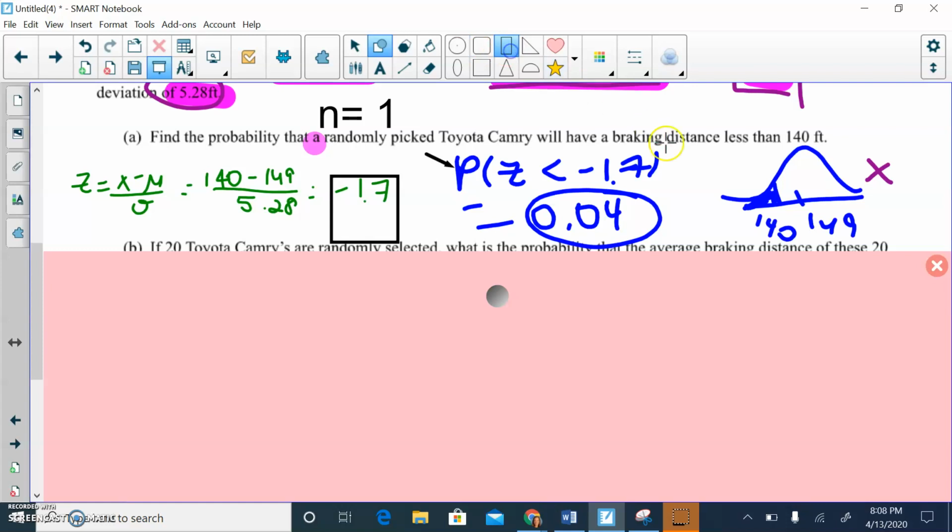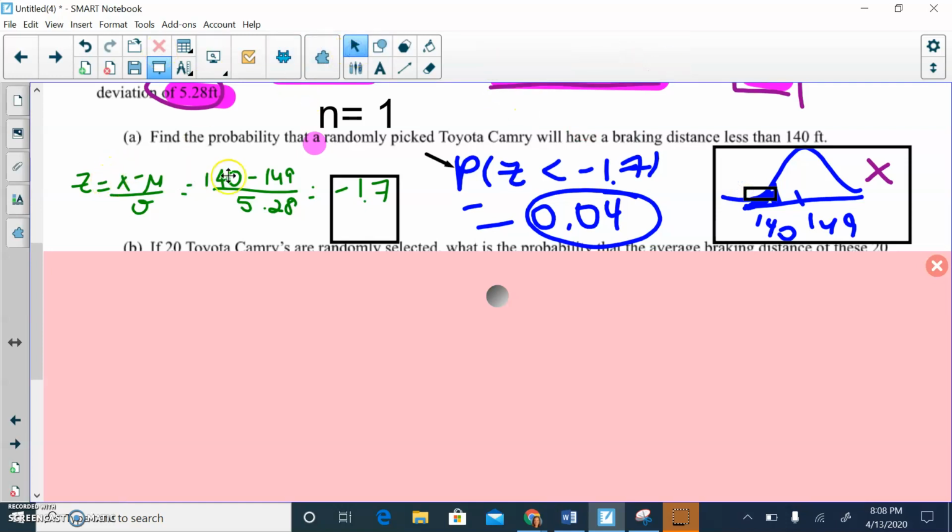So over here on the right, you see that we have the mean in the middle of 149, and we want to know the probability that we are less than that. So that's why we shaded this region over here. Then we go through and we find the z-score, (x minus mu) over sigma, and we get negative 1.7. I would recommend pausing and making sure you get that same number.